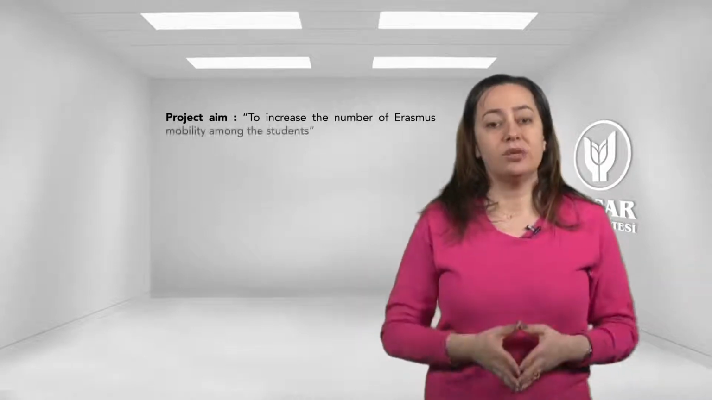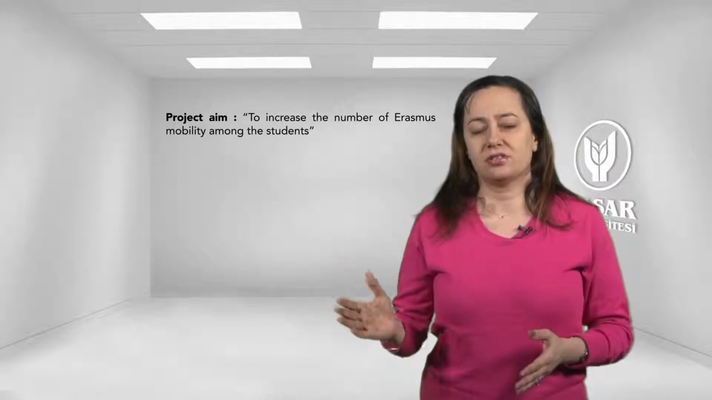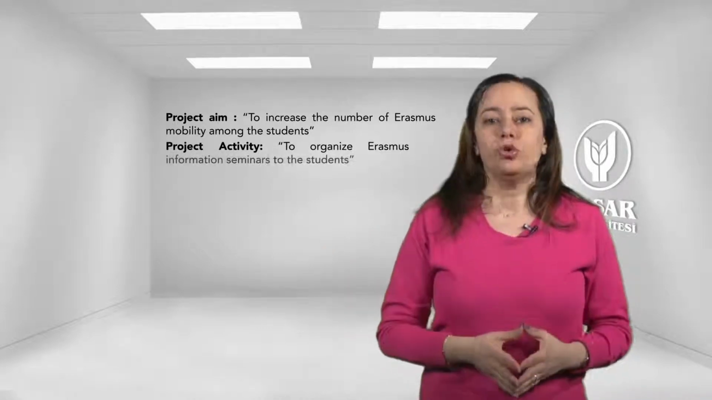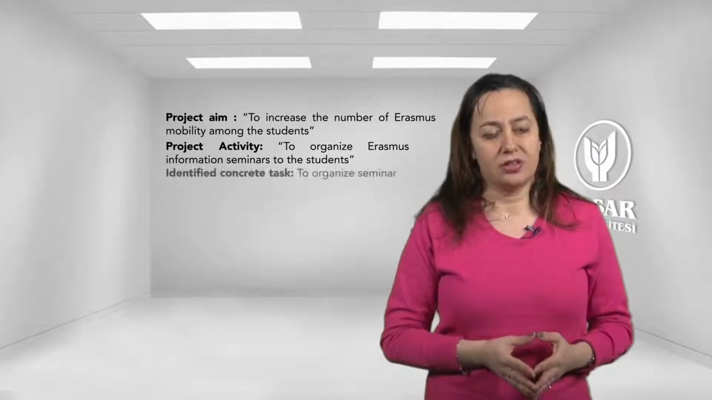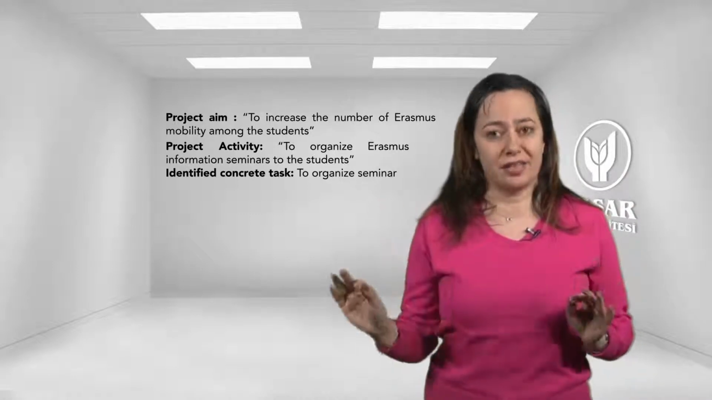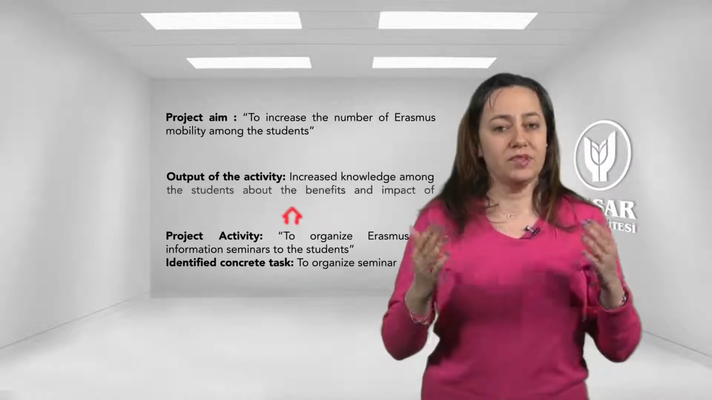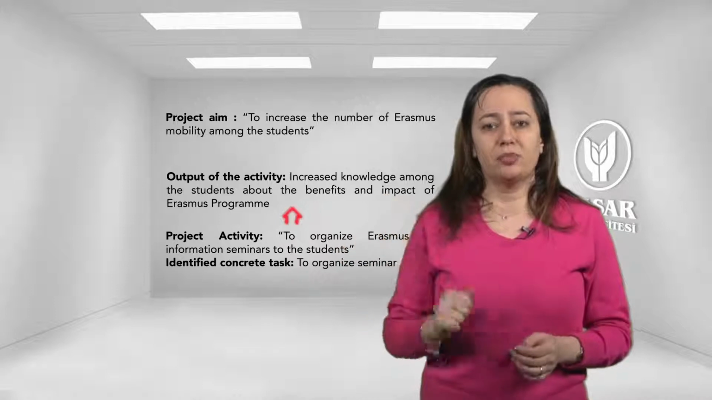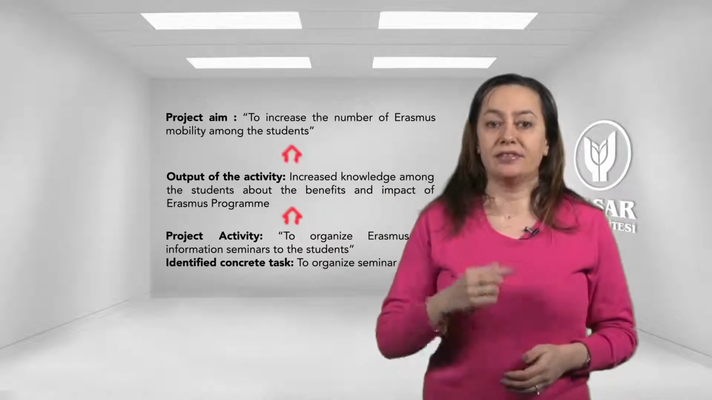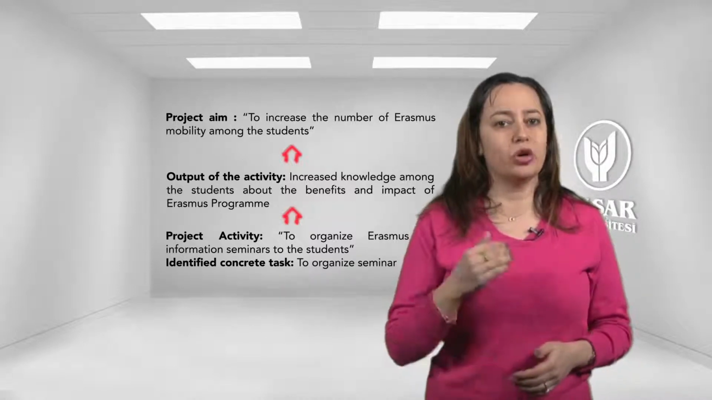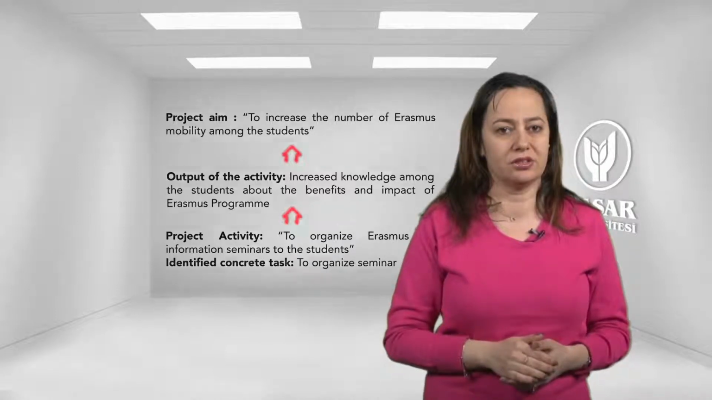Our project aim is to increase the number of Erasmus mobility among the students. Our project activity can be to organize Erasmus information seminars for the students. So our identified concrete task is to organize seminars. Output of this activity can be increased knowledge among the students about the benefits and impact of the Erasmus program. And the contribution of the activity to the project aim is to contribute to the increase of international experience among students. As you see in this example, the activities aim to reach concrete outputs, and these outputs should strongly match with the achievement of the project's objective. So don't forget that there is a strong linkage between the project activities, outputs, and the project aim.